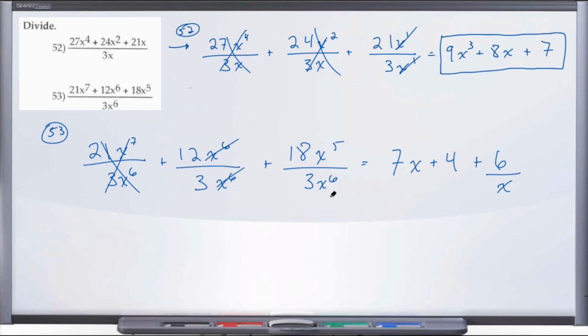Remember, wherever you are heavy is where the answer, or that variable rather, is going to remain. So if you are heavy in the numerator, that's where your variable will remain. In this case, we were heavy in the denominator, and so our variable will remain in the denominator. And here is our final result. 7x plus 4 plus 6 over x.